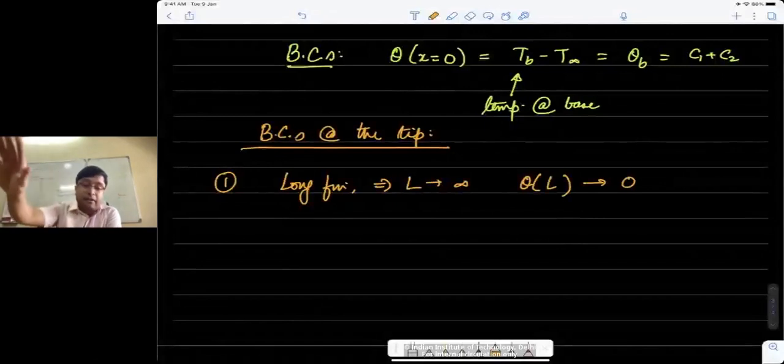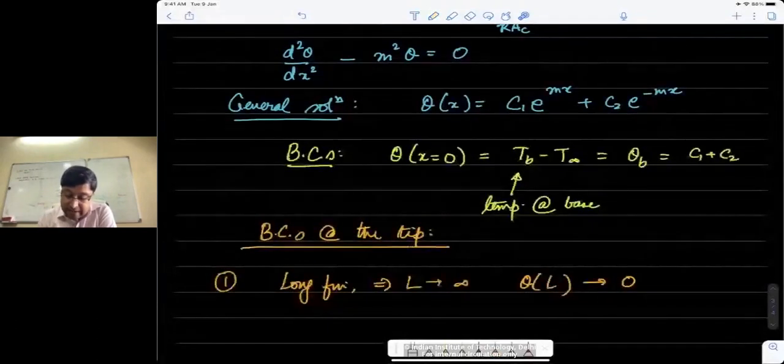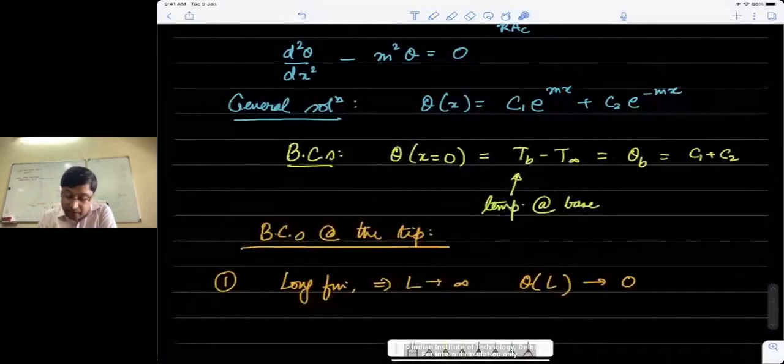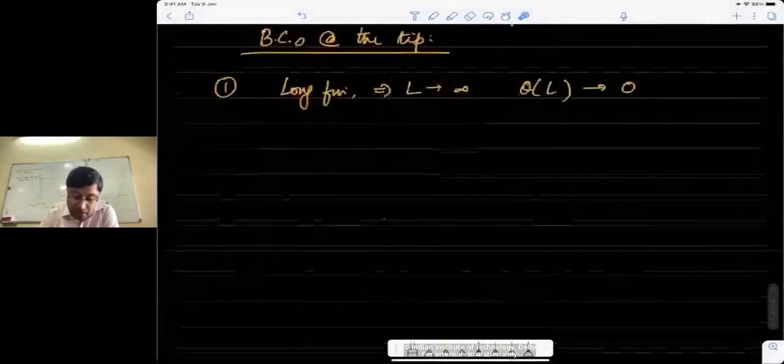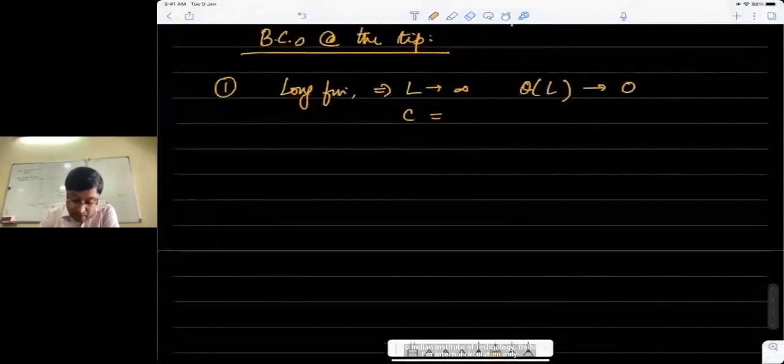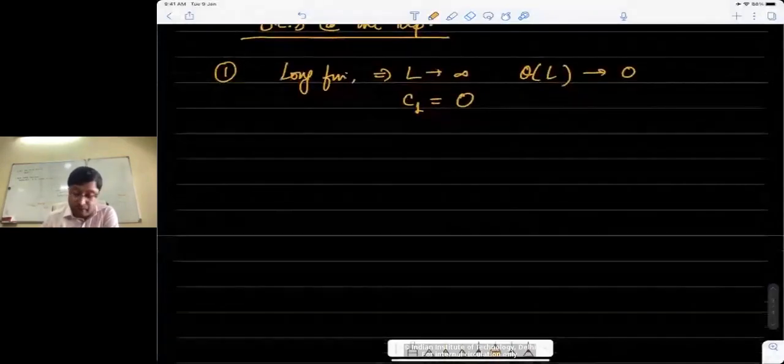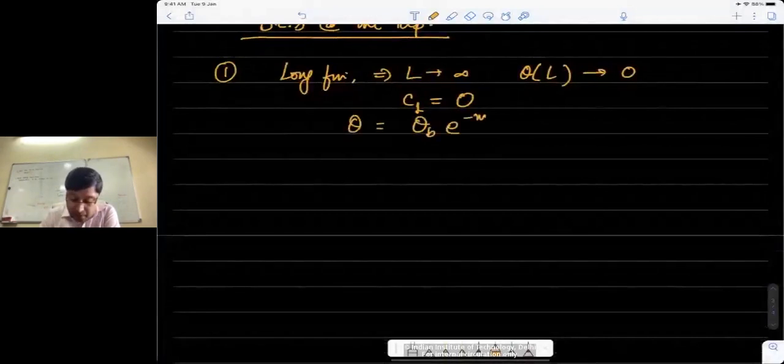So that would be if the fin is very, very far away, so it gets sufficient distance to be able to cool down to the surrounding fluid. Now if theta L goes to 0, and I know that L is going to infinity, and my solution has these exponential terms, clearly C1 has to be 0 for the solution to be bounded, because otherwise this will go to infinity. M is a constant, a positive number. So that means C1 would be 0 in that case. And so I can write that theta straight away would be theta b times e to the power minus mx as the solution to the problem.